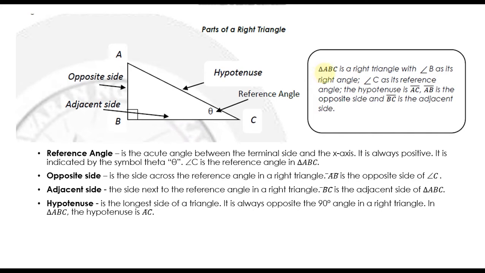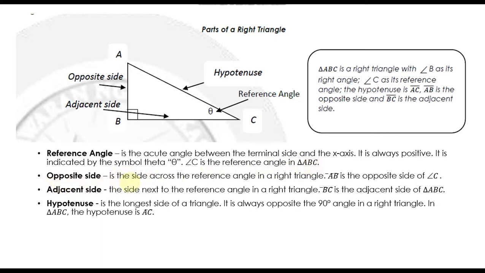Reading this one: triangle ABC is a right triangle with angle B as its right angle. Angle C is its reference angle. The hypotenuse is segment AC. Segment AB is the opposite side, and segment BC is the adjacent side. The reference angle is the acute angle between the terminal side and the x-axis. It is always positive. It is indicated by the symbol theta. Angle C is a reference angle in triangle ABC.